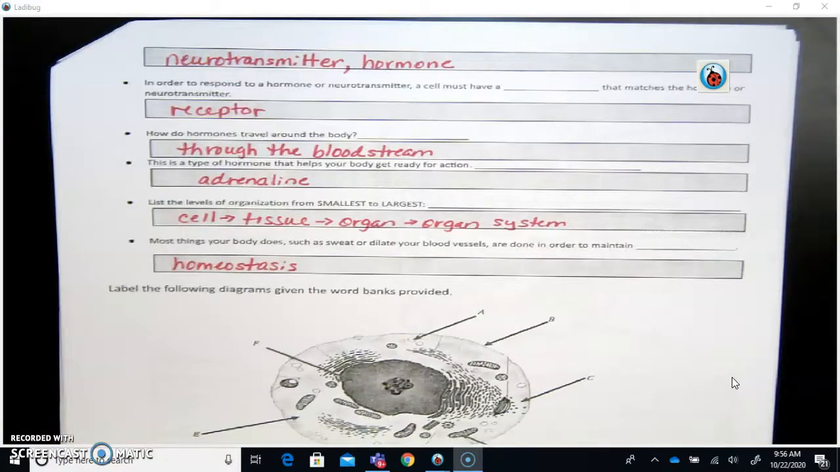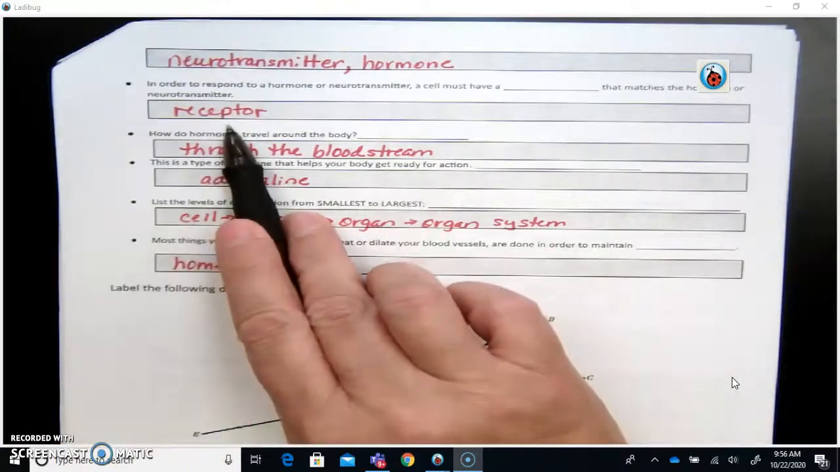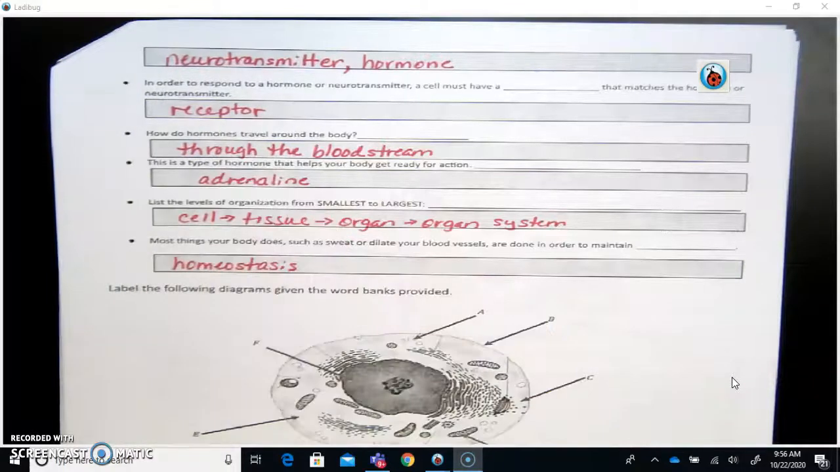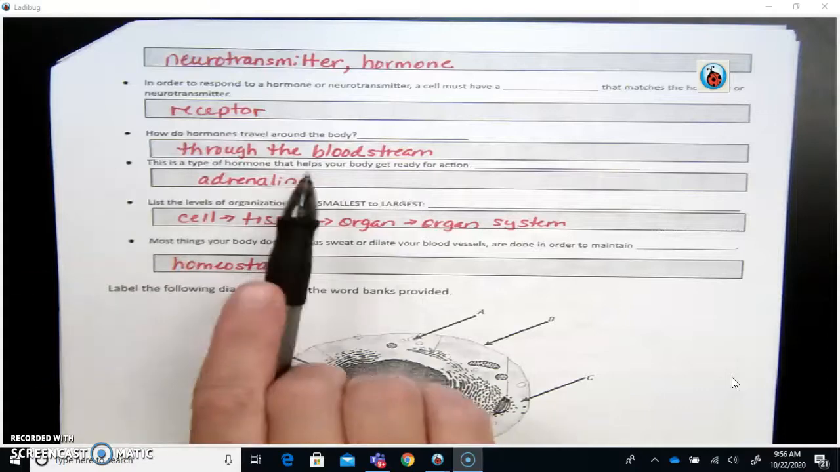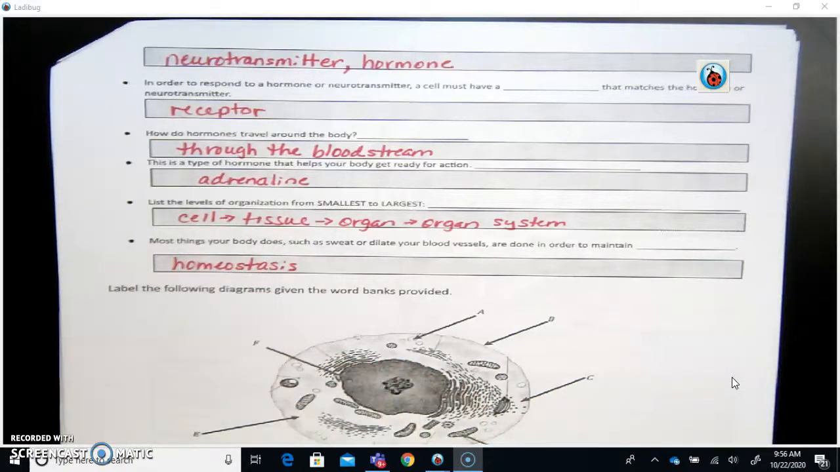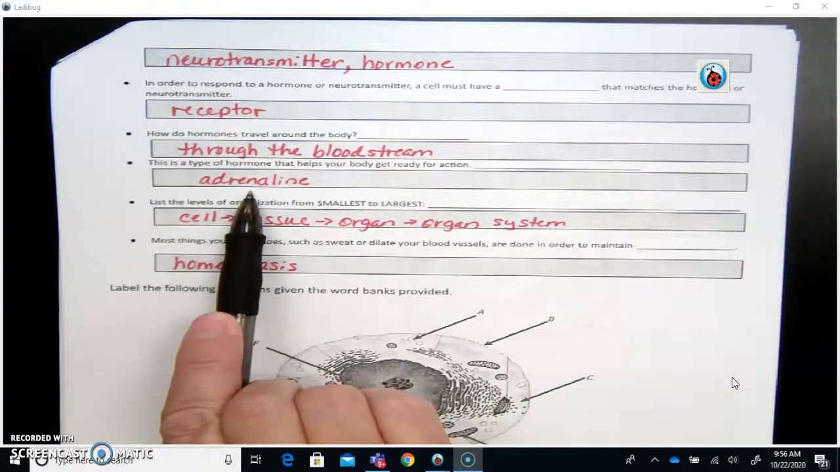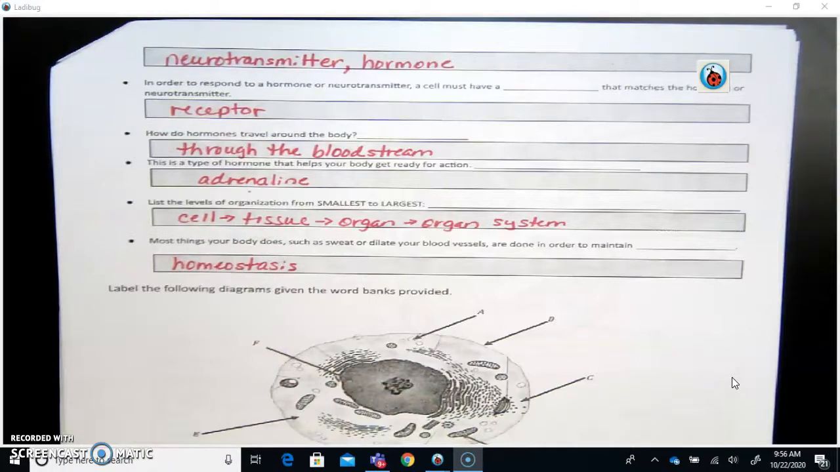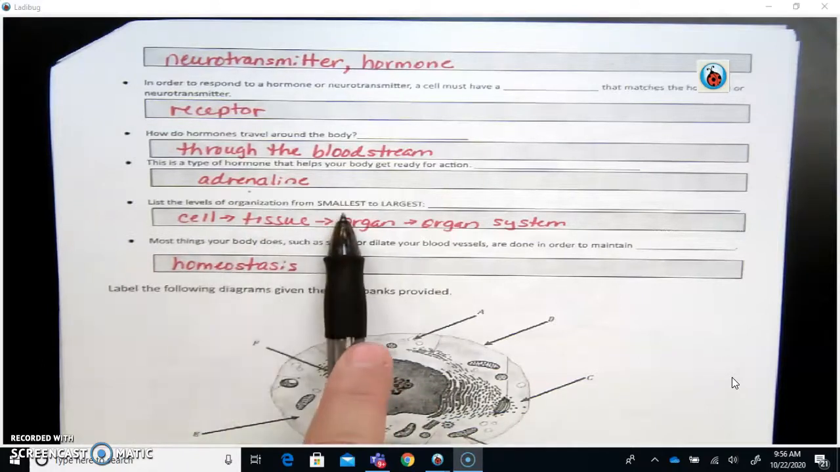In order to respond to a hormone or neurotransmitter, a cell must have a receptor that matches the hormone or neurotransmitter. How do hormones travel through the body? In the blood, in the bloodstream. This type of hormone helps your body get ready for action. Adrenaline. List the levels of organization from smallest to largest.